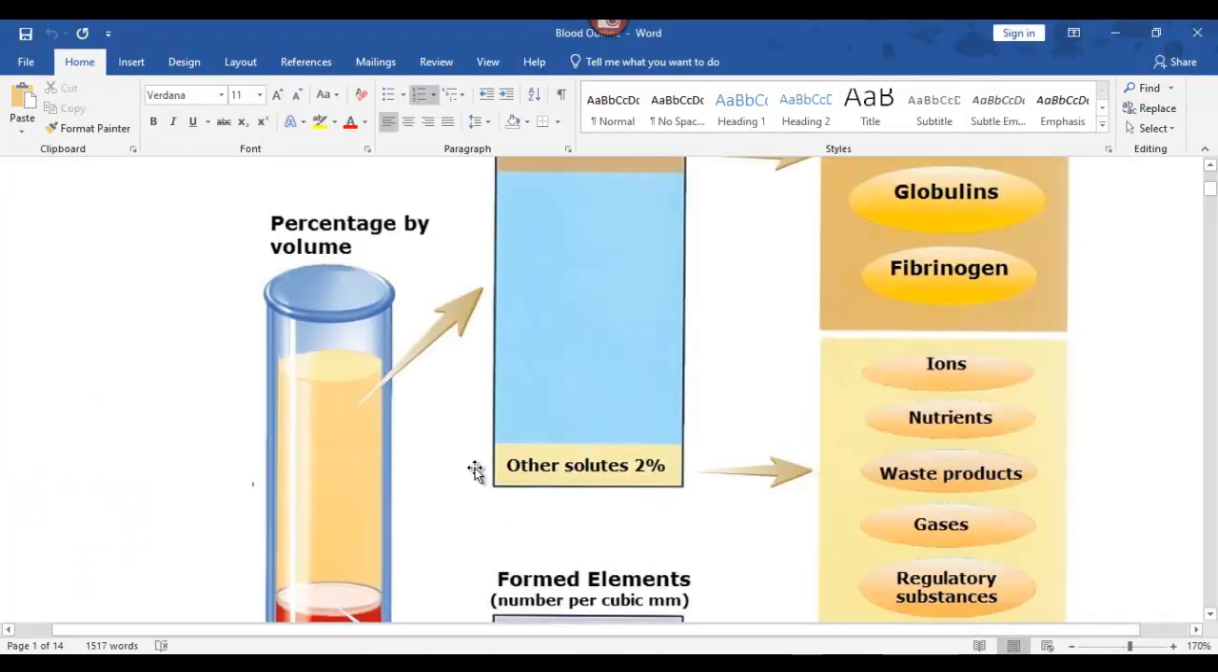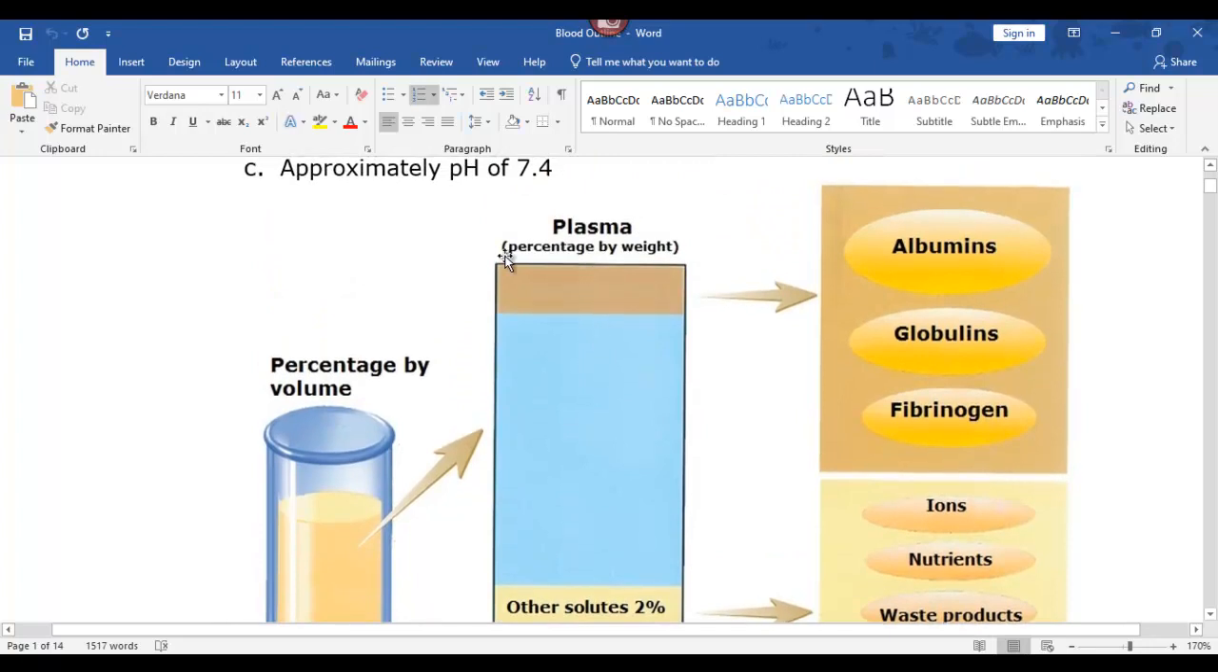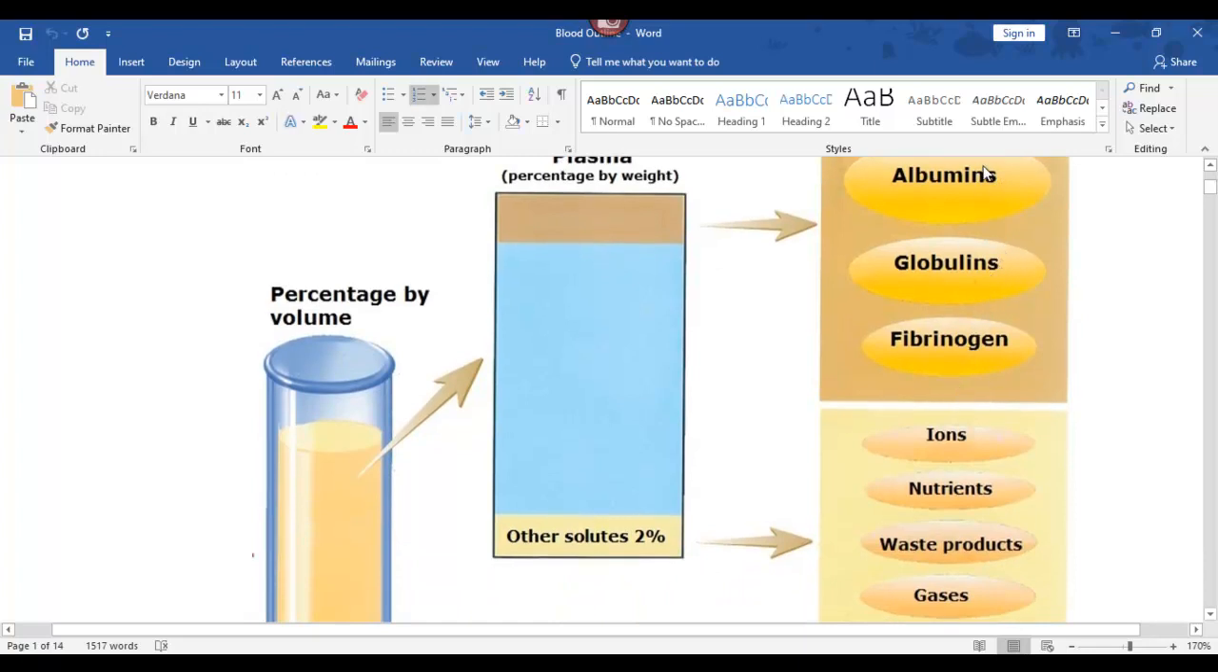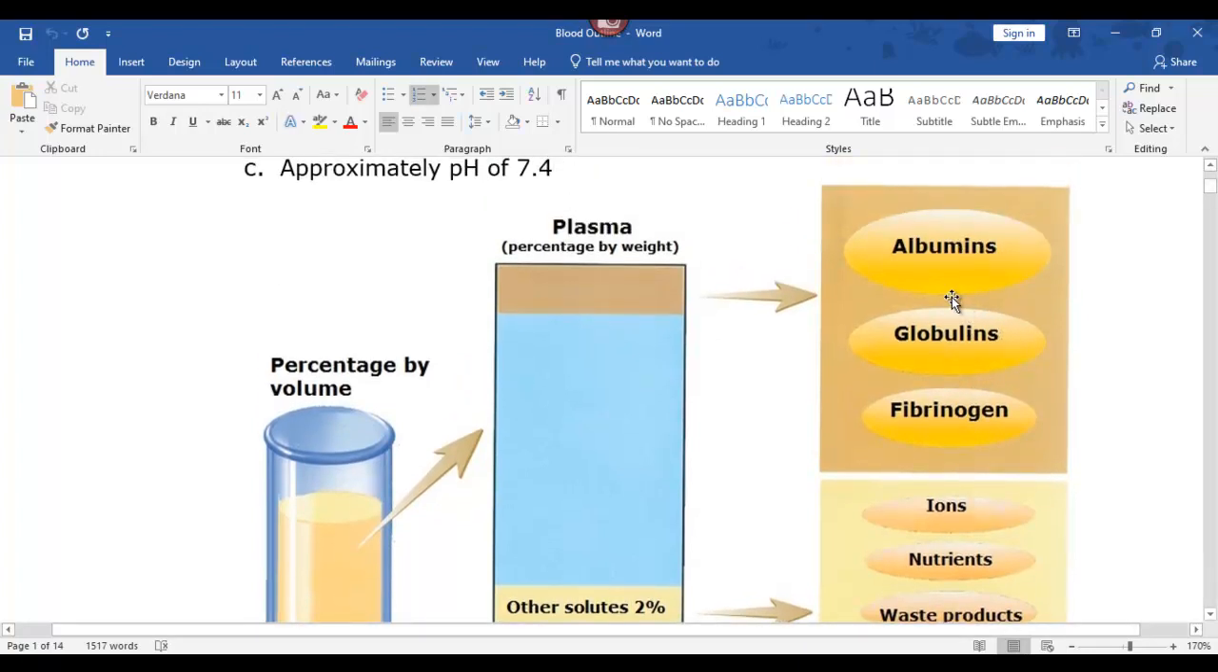How much of plasma is normal? It's about 55%. It's going to vary with a person, whether they're hydrated, genetics, but that's the golden number. So if you go up here into this area, it says percentage by weight, and then you have this list over here. This brown represents all of these things that can also be floating in plasma.